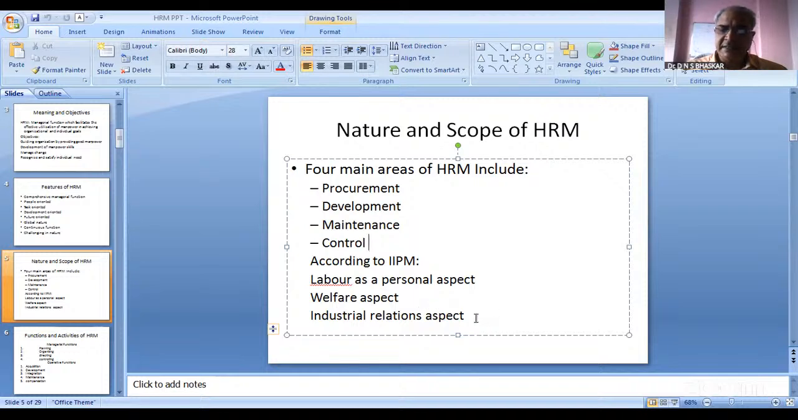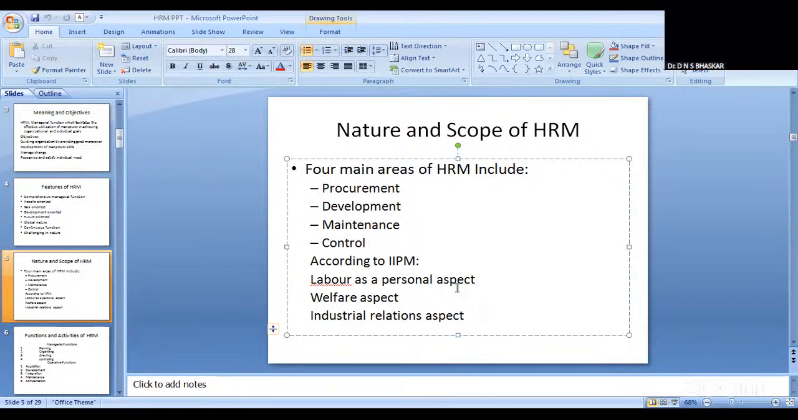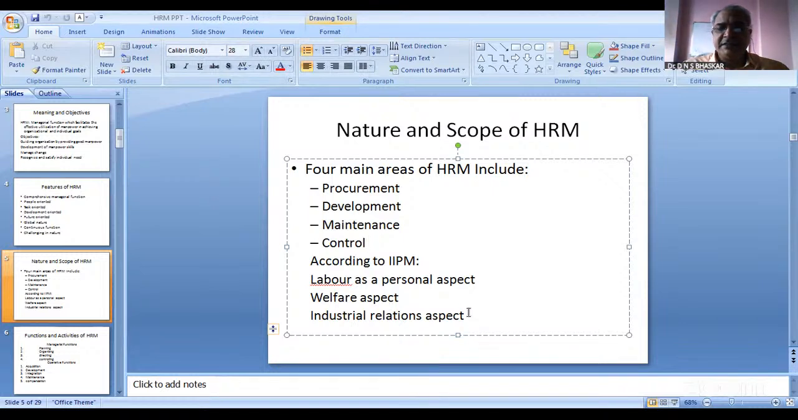And the industrial relations aspect is another one. How better you are managing the industrial relations? Poor industrial relations always lead to demotivation, and the organizational goals cannot be achieved in this manner. So how to resolve the conflicts between employee and employee, employer and employee, and so on.